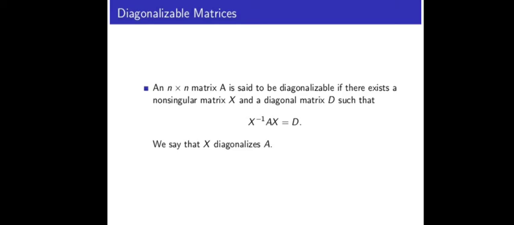Lastly, what do I mean by diagonalizable matrix? An n cross n matrix capital A is said to be diagonalizable if there exists a non-singular matrix capital X and a diagonal matrix D such that X inverse A X equals capital D. That means D equals X inverse A X. D stands for diagonal matrix. We say that X diagonalizes A, where X is a matrix of eigenvectors.